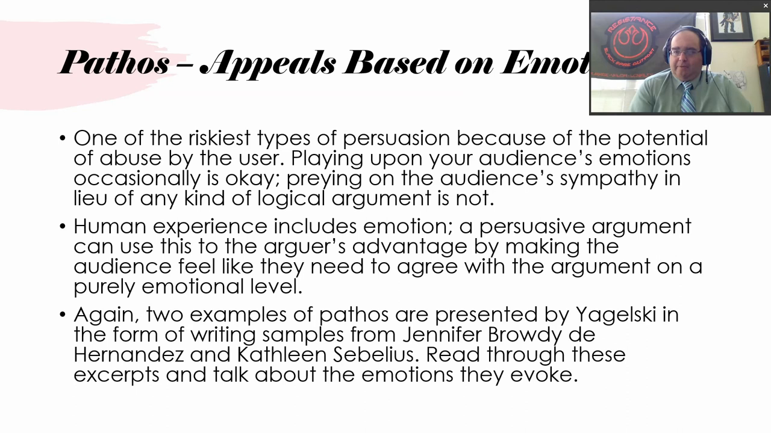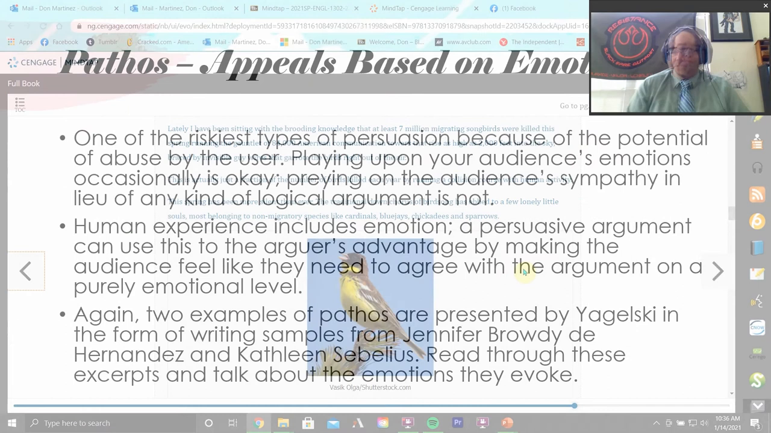There are two examples of pathos appeals in the Engelsky textbook. Once again, we're going to read through them, and then this time I want you to respond to them on the discussion board by talking about the emotions that they evoke. How do you feel about the stuff that's being written about here? We have two examples here. One is from Jennifer Browdy de Hernandez, and the other one is from Kathleen Sebelius. This is the Browdy de Hernandez. Let's take a look.